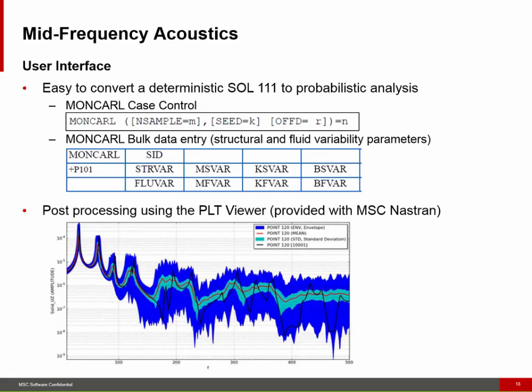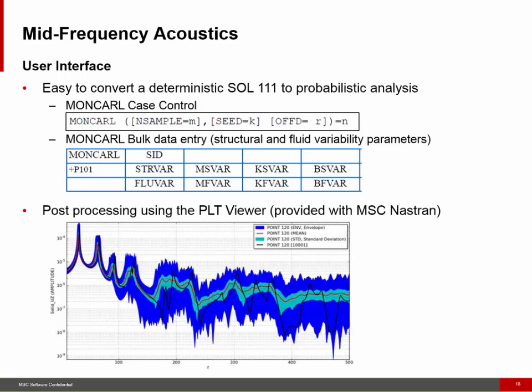So it's an easy interface. You can easily convert your deterministic solution 111 to a probabilistic type of analysis with a Monte Carlo case control, where you say how many samples you want and optionally a random seed to feed the random generator. And then you have a Monte Carlo bulk data entry where you specify the variability parameters on both the structural and the fluid, on the mass, stiffness and damping matrices.